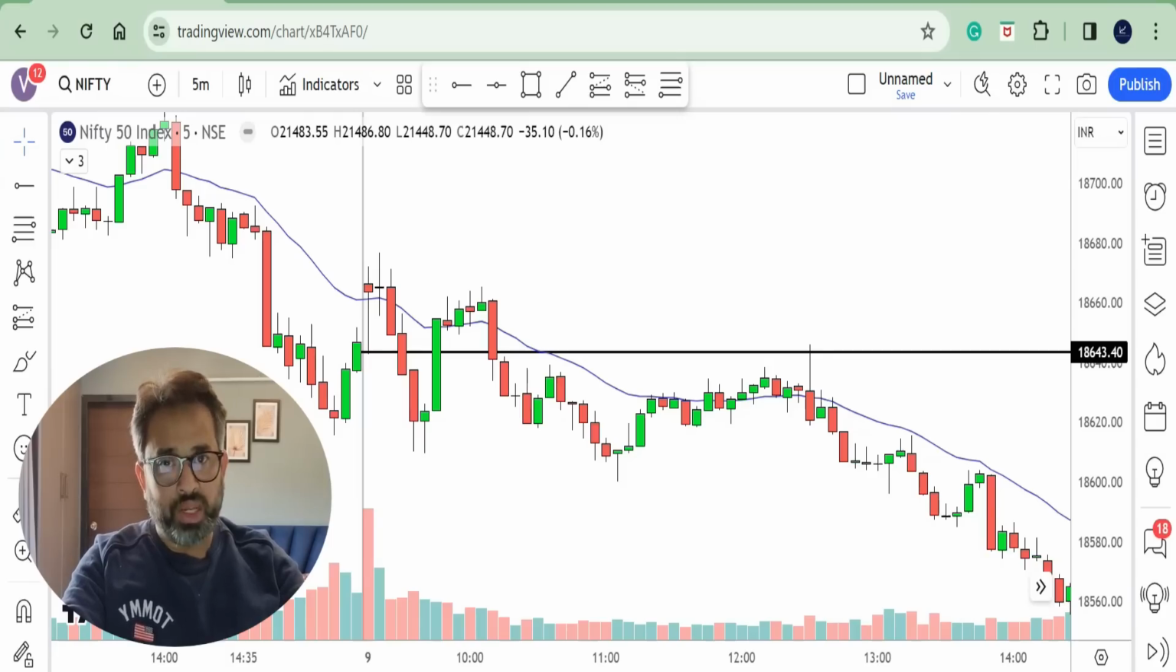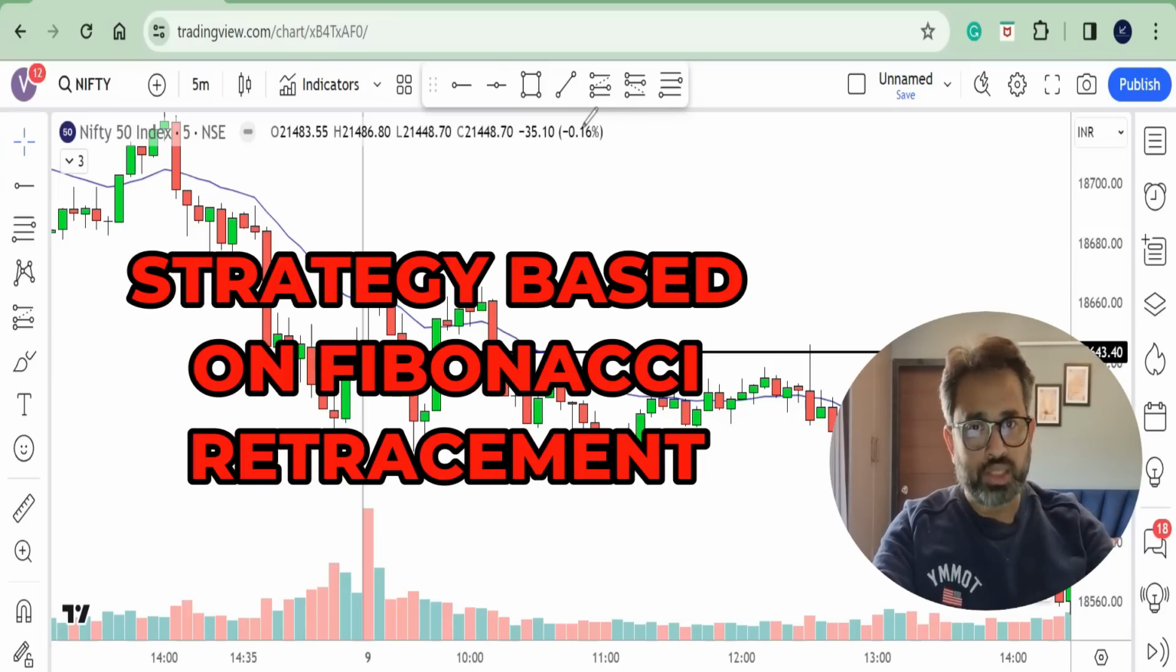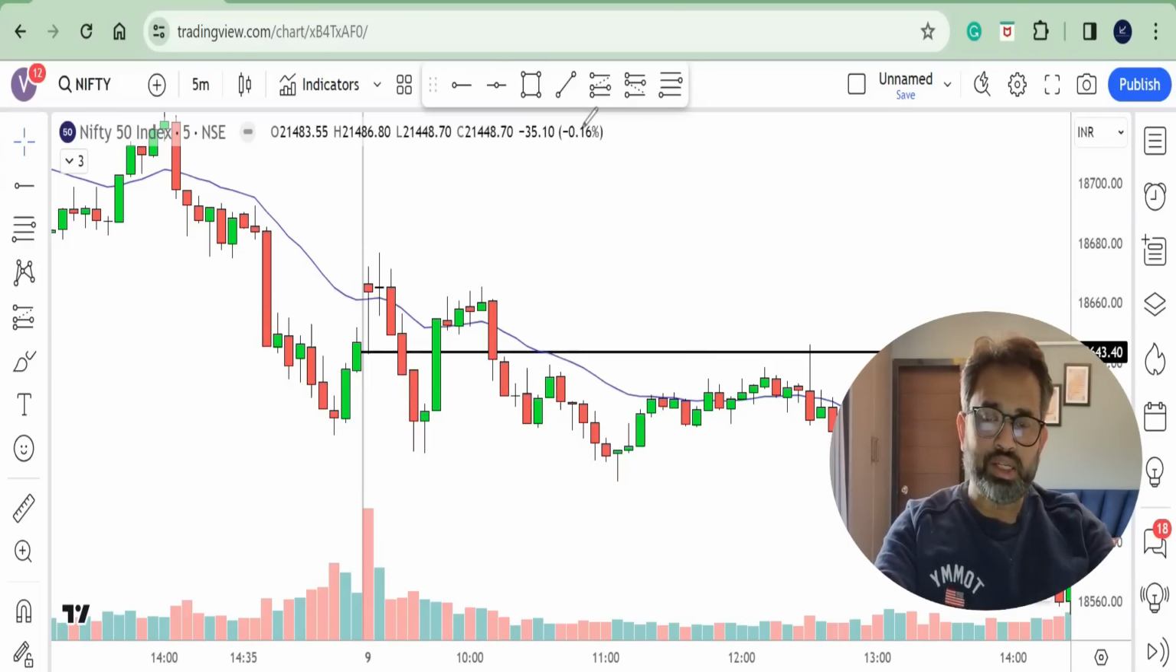Swap zones are also applicable in the uptrend, just like I've shown you in the downtrend. And now the second strategy which I'm going to discuss is based on Fibonacci levels. Fibonacci retracement is a very powerful method when one wants to trade near the support and resistance level. So now let us discuss briefly about the Fibonacci levels.